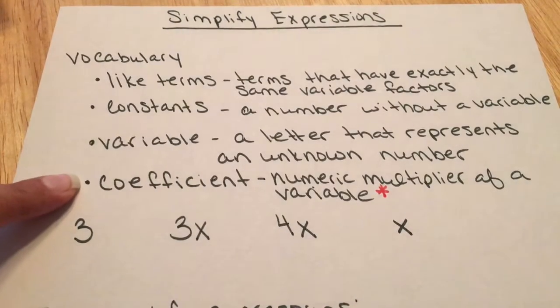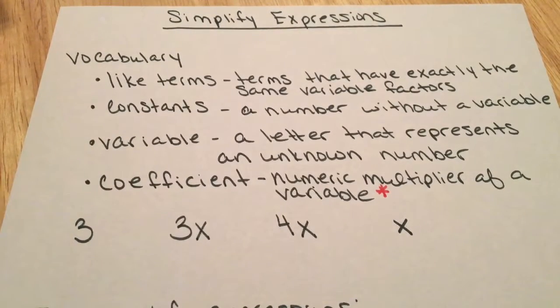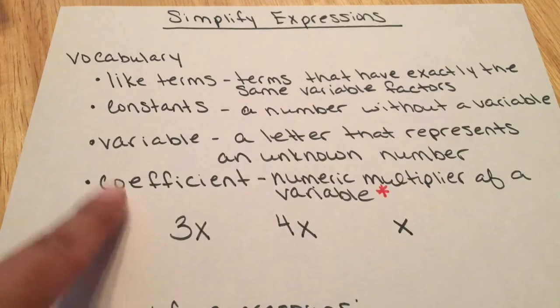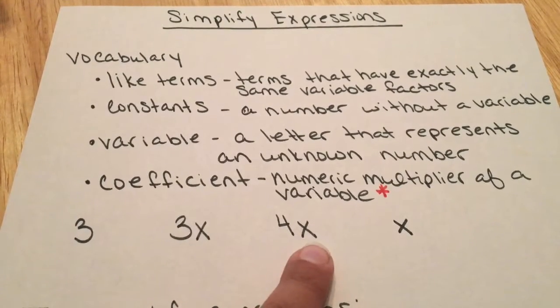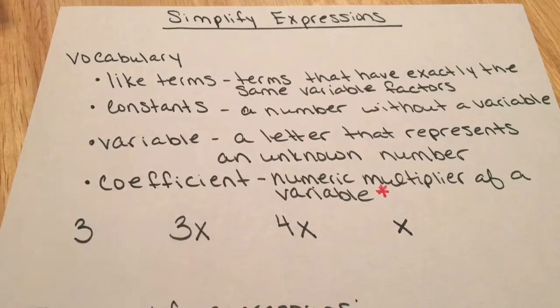The next word that we're seeing is coefficient, and our coefficient is our numeric multiplier of a variable. So I have a star next to that for a reason. When we look at our variable terms, I see the 3 and the x. The x is the variable, but that 3 is the coefficient. If we look at 4x, the x is the variable, 4 is the coefficient.